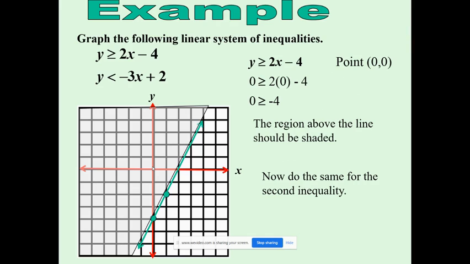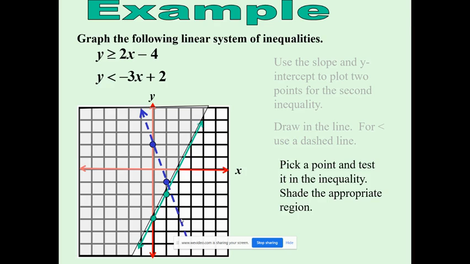Now we have to do the same for the second inequality. The second inequality is y is less than negative 3x plus 2. So our starting point is going to be up here at 2. But this time I'm going to go down 3 over 1, down 3 over 1. And it's going to be a dotted line because it is the less than symbol, right? So when it's less than or equal to or greater than or equal to, we have a solid line. When it's less than or greater than, it's going to be a dotted line.